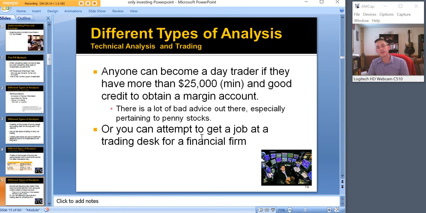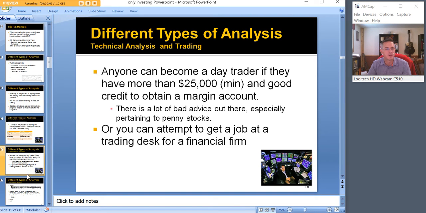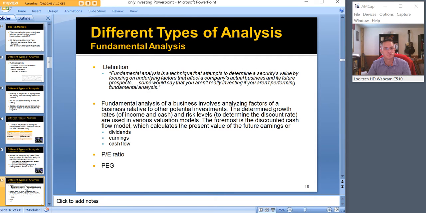Now, if you are interested in trading, I would advise against it, but anyone can actually become a day trader if they have more than $25,000 and really good credit to get what's called a margin account. A margin account is basically a loan for another $25,000 that you have to take part in certain stock transactions. If you are interested in doing something like that, I would advise you just get a job at a trading desk for a financial firm, and you can learn how to do it.